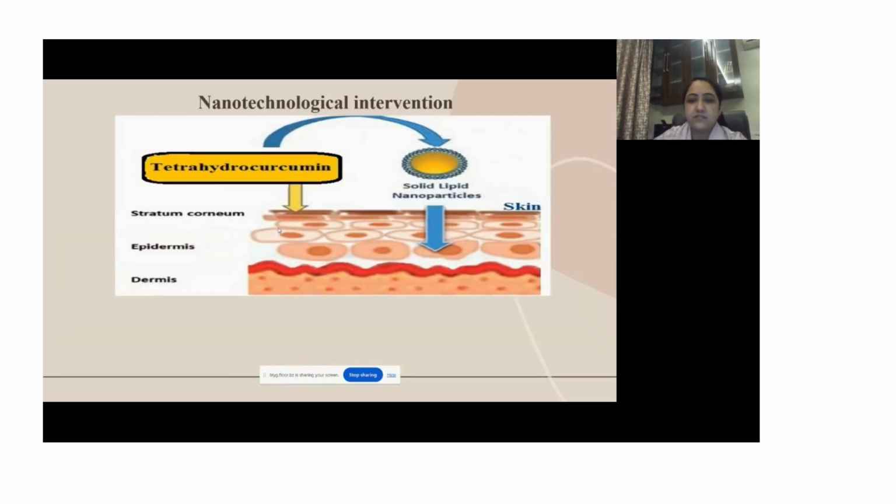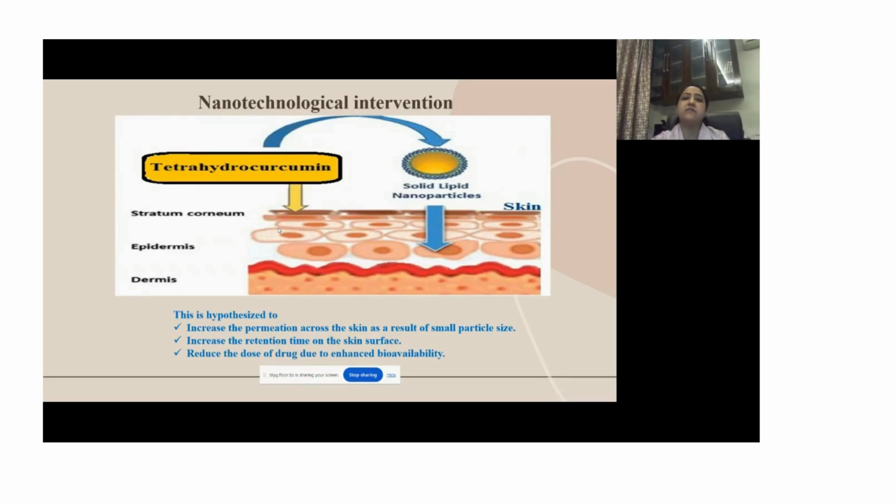So this is my hypothesis, that is nanotechnological intervention with nanoparticles of tetrahydrocurcumin. So I have prepared SLNs of tetrahydrocurcumin for this atopic dermatitis. I have used this approach to increase the permeation rate across the skin, because in nanoparticles we are using small particle size, and we can increase the retention time on the skin surface, and we can reduce the dose of drug due to enhanced bioavailability. So this is my hypothesis for preparing the nanoparticles of tetrahydrocurcumin.